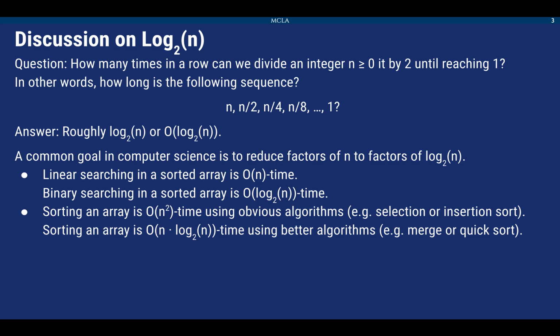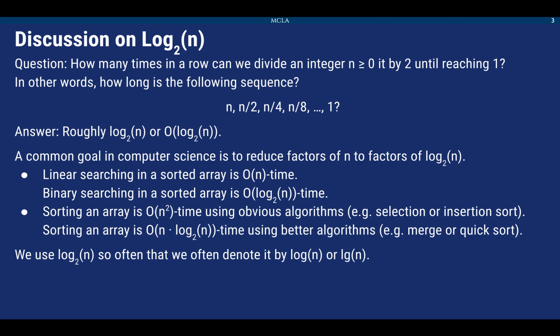So here are some examples of algorithms and how long they take in big O notation. And we use log base 2 of n so often in computer science that we often denote it by just log of n or lg of n. We sort of forget about the base. We also saw when we looked at order of algorithms in our course that up to big O notation, log base b, any base, is big O of log base 2 and vice versa.